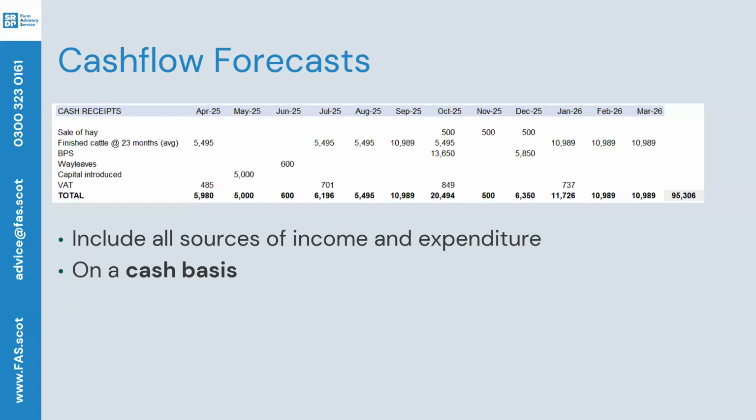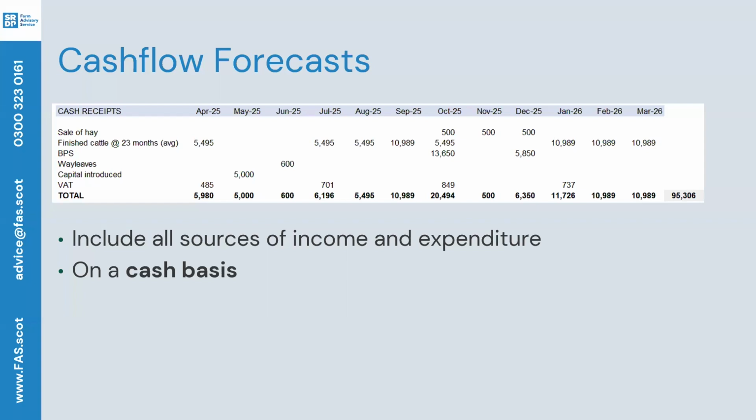So you can see here, this screenshot is purely looking at the cash receipts. So this is the money coming into the business. These are the cash inflows. So we had some small hay sales, we have finished cattle sales, basic payment, small amount of wayleaves. And actually in this circumstance, you can see that the owner of the business had introduced some of his own capital into the business to keep things ticking over.